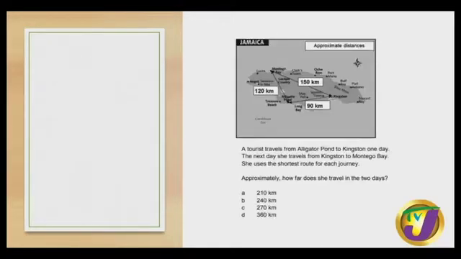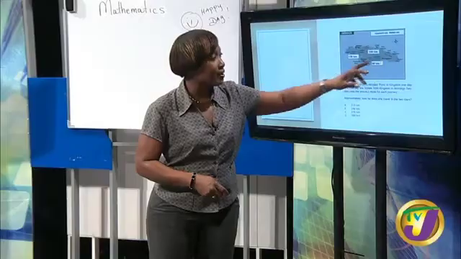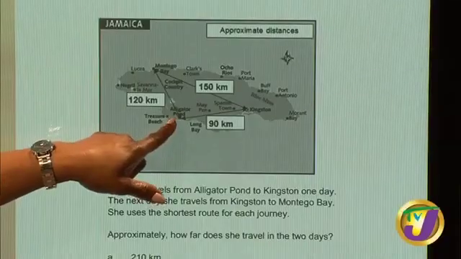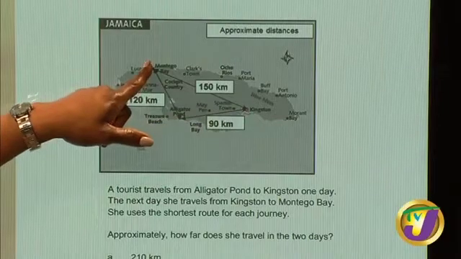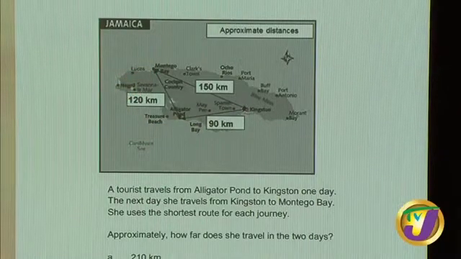Next question. A tourist travels from Alligator Pond to Kingston one day. The next day, she travels from Kingston to Montego Bay. She uses the shortest route for her journey. Approximately, how far does she travel in the 2 days? So let us look at the diagram here. It gives you a triangular effect here. So this would be Alligator Pond, Kingston over here, and Montego Bay. So if she traveled the shortest, it said she traveled the shortest distance.